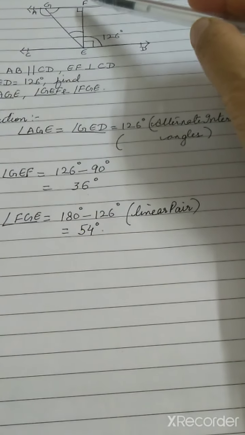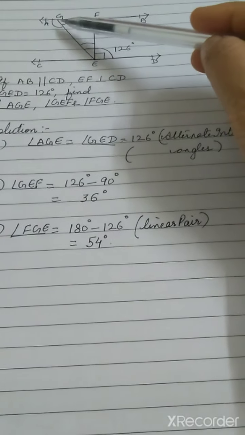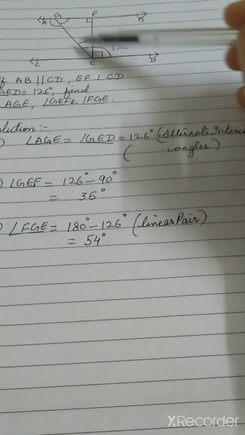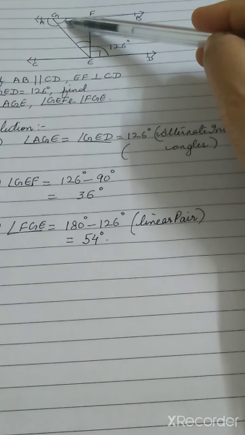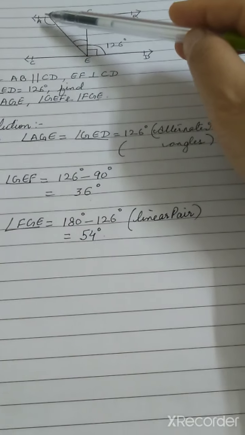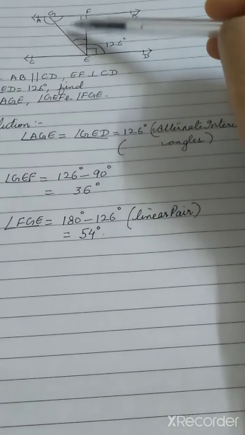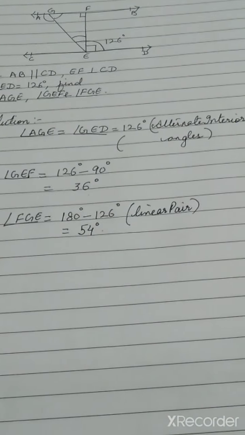Then you have angle FGE. If you see carefully in the diagram, AGE and FGE are forming a linear pair. So their sum will be 180 degree. Therefore FGE will be 180 degree minus 126. So we will get 54 degree. So these are the three answers.